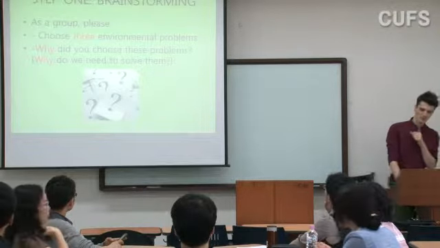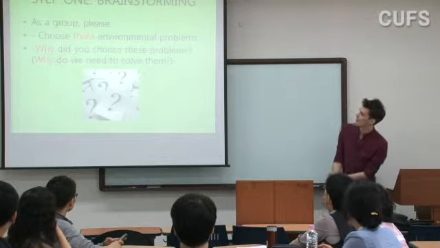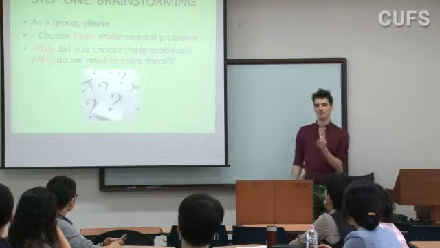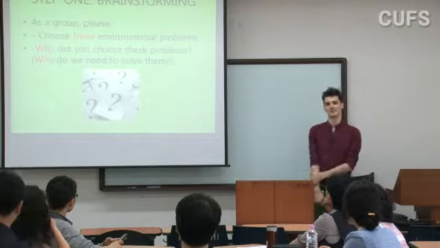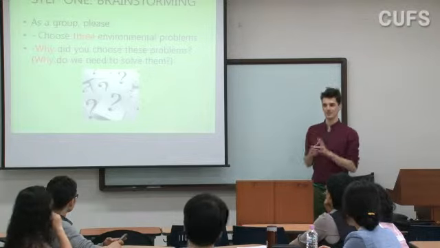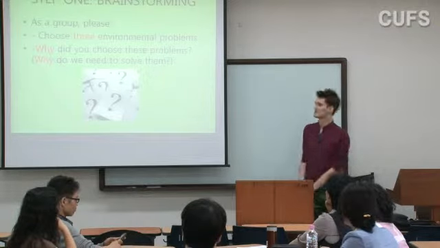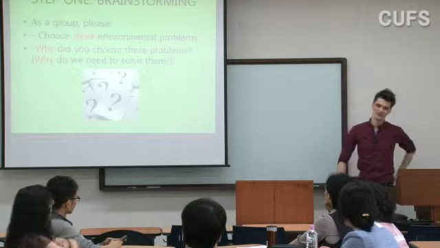So we're going to first choose three environmental problems that we discussed and why you think we need to solve them. So this is about finding 3 problems and why we think we need to solve them. They must be serious. So as a group, can you pick 3 problems that you think are big and need to be solved? And then we're going to start thinking of a solution to them.